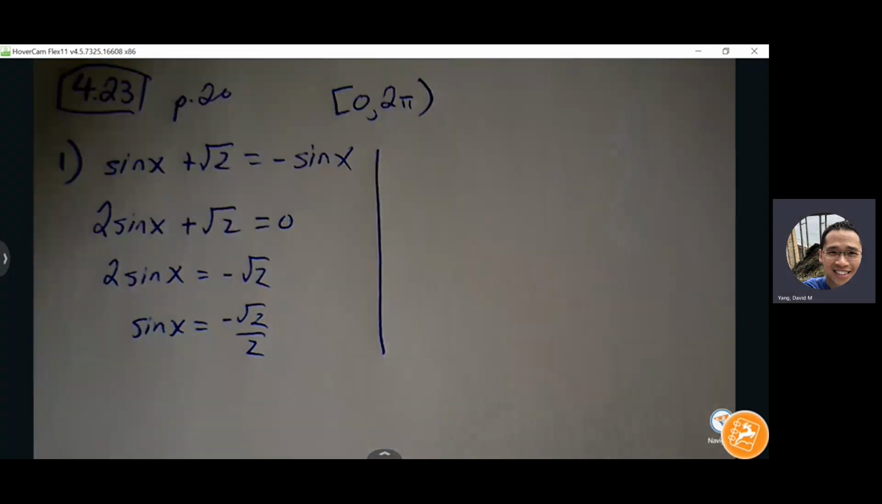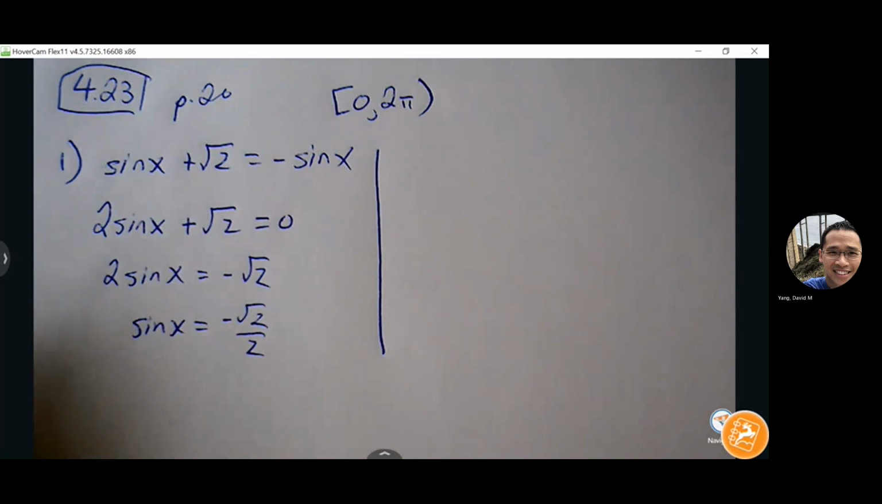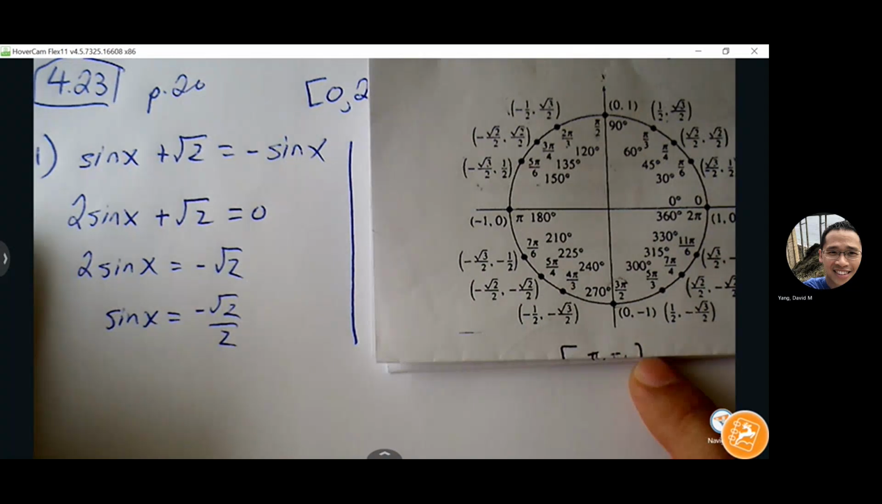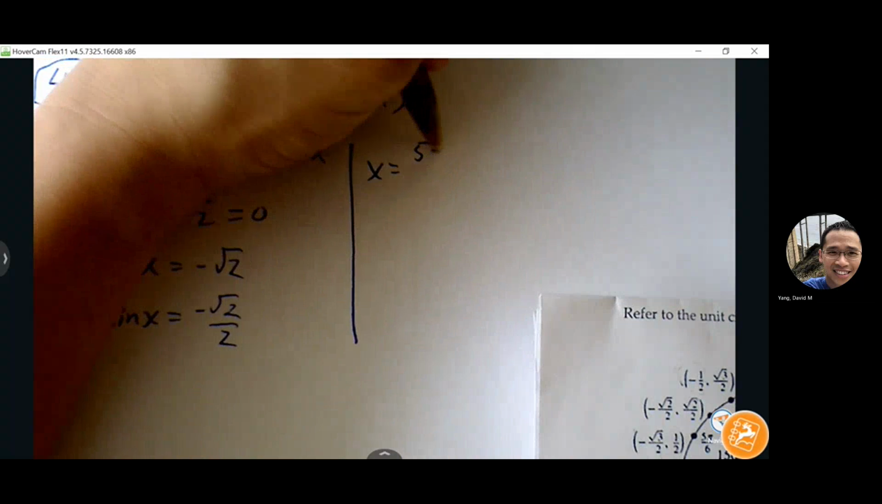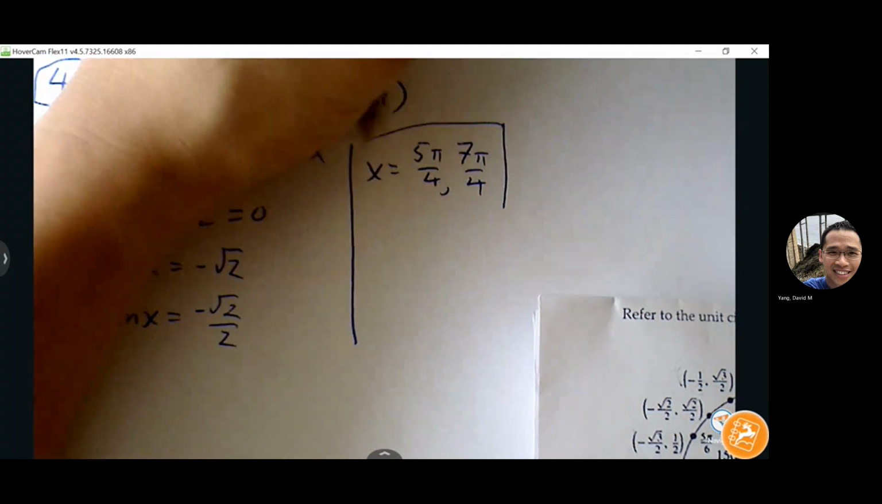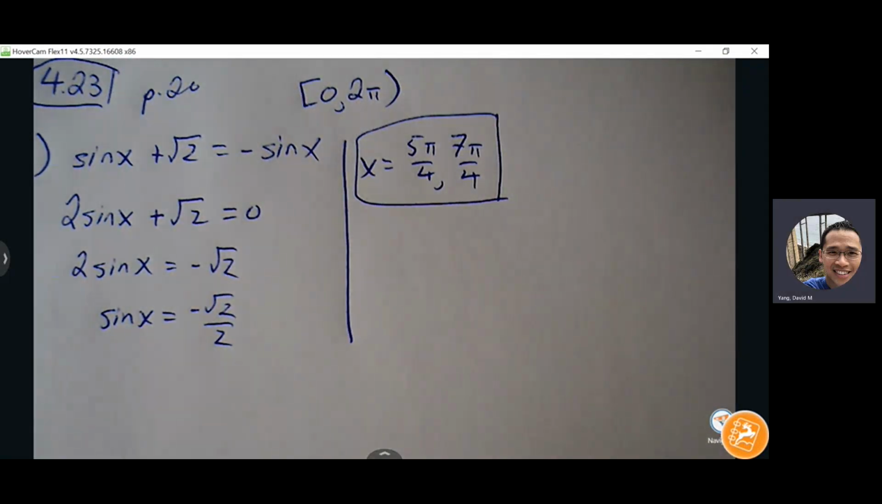So where's sine negative? Which quadrants? Yeah, third and fourth. It's going to be in that pi over 4 family. And those are safely inside my interval.